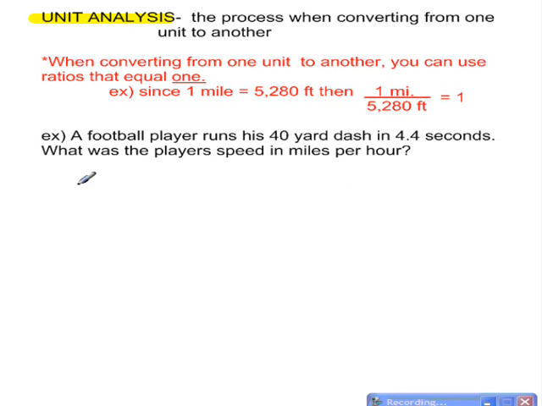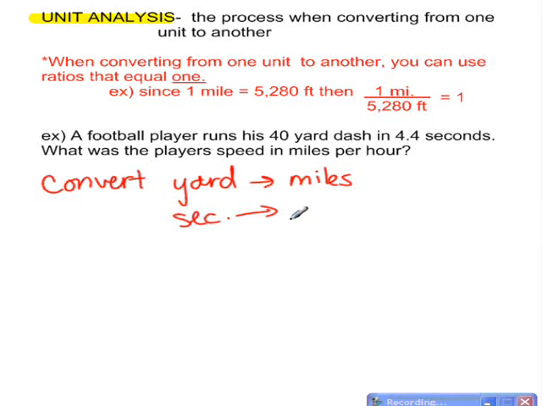So let's take our first example here. A football player runs a 40-yard dash in 4.4 seconds. What was the player's speed in miles per hour? We can all relate to miles per hour because we've been in a car. So how fast is 40 yards in 4.4 seconds? Let's establish what we need to do here. We need to convert the yards into miles, okay? And we also need to convert the seconds into hours.